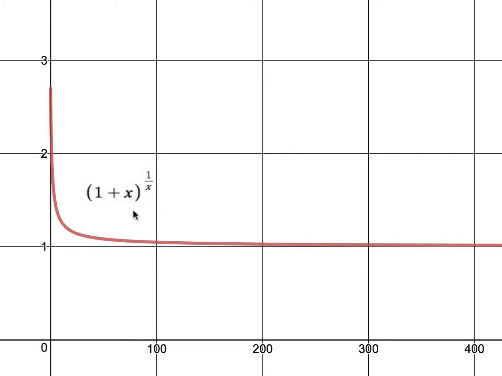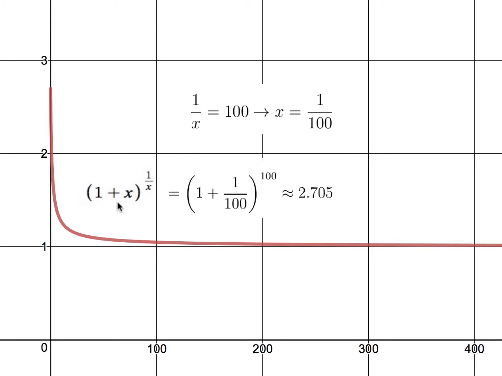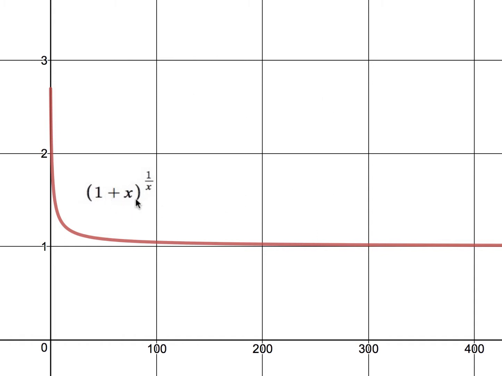Now, if you compound more than once, then 1 over x is the number of times you're compounding. And so if I compound 100 times, this would be 1 over 100. So we'd have 1 plus 1 over 100 raised to the 100th power. So really what happens when we compound a lot of times, the higher the number of times you compound, this value x gets smaller, whereas this power obviously gets larger.